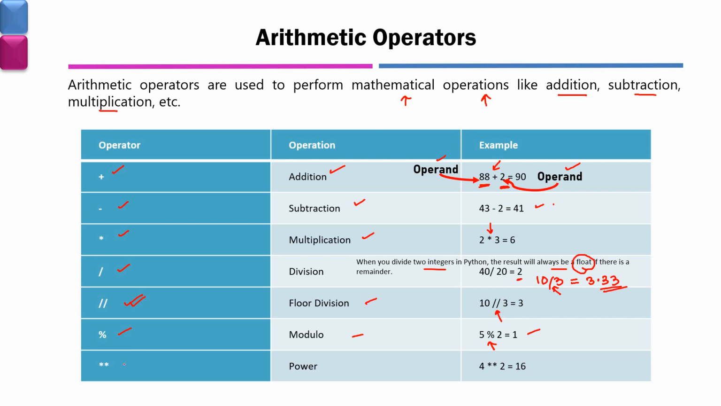Now what about power? Raising one number to the power of another. So 4 double star means it's a power. So 4 square is equal to 16. So power is nothing but whenever you want to raise one number to the power of another, that means 4 to the power 2, 4 square, will be equal to 16. Understand? So these are the different types of arithmetic operators.